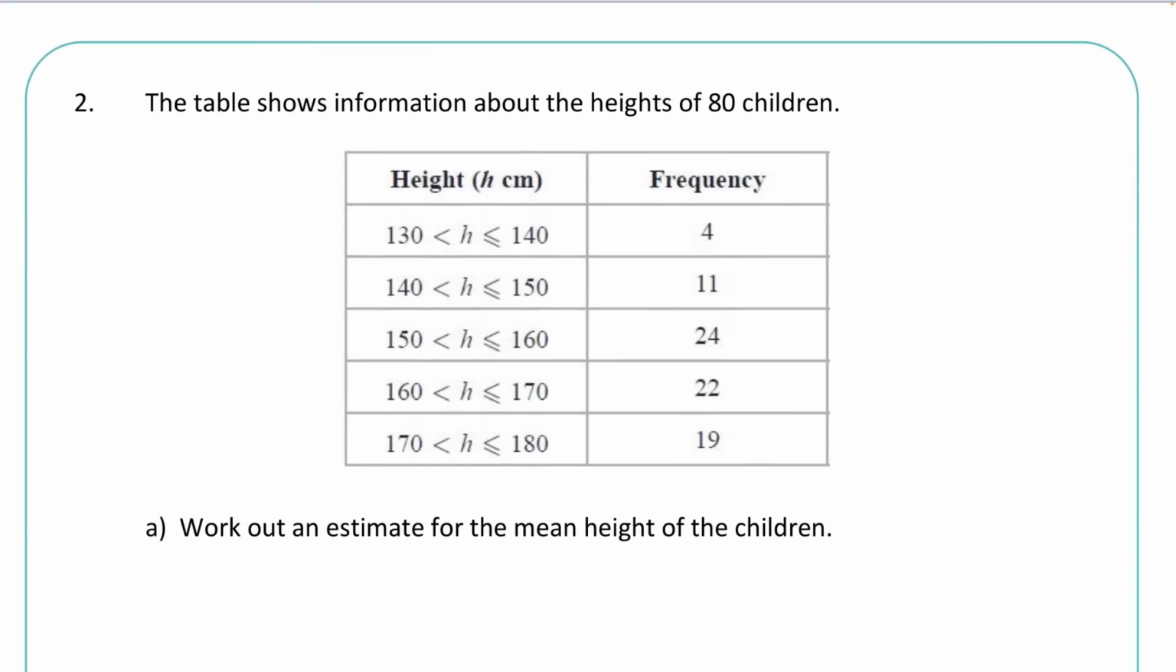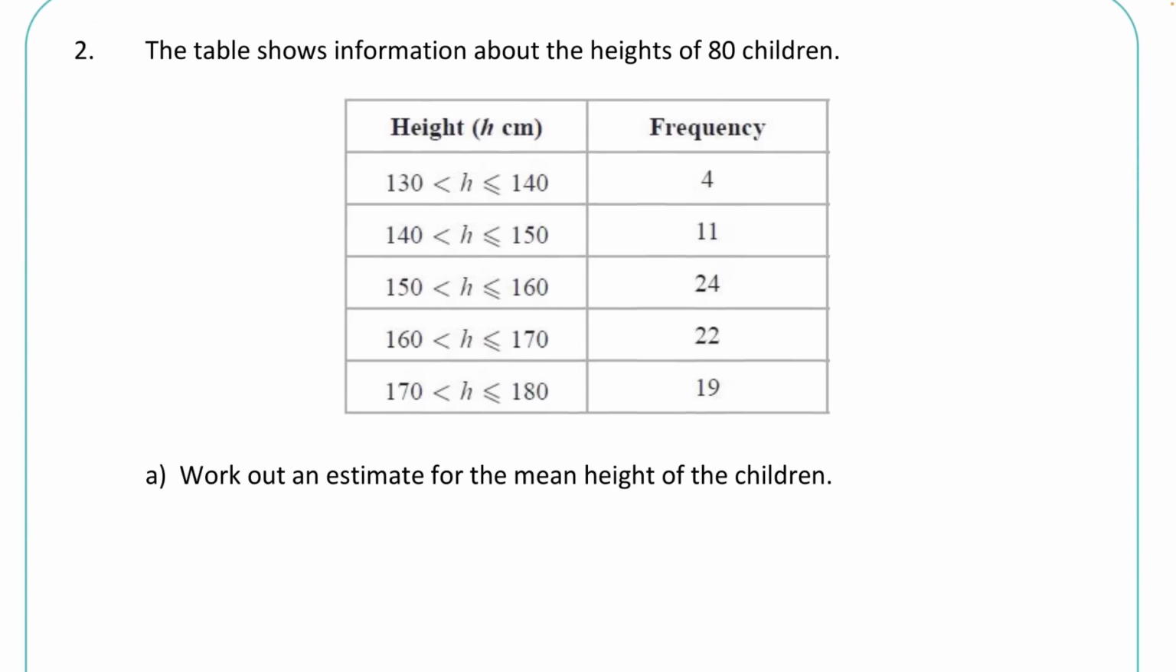On to our next one, we are looking at mean from a table. So here we are finding an estimate for the mean. We find an estimate because we are going to have to use the midpoints of the height, as we don't know the exact heights of these children. So if we first write down the midpoints, 135, 145, 155, 65 and 75, and we want to multiply across each row to find the estimated total for each of these rows.